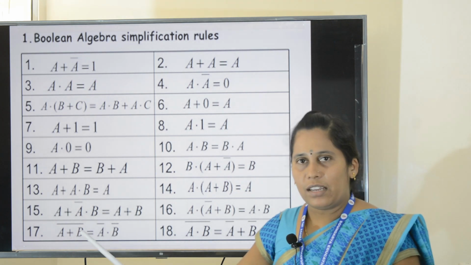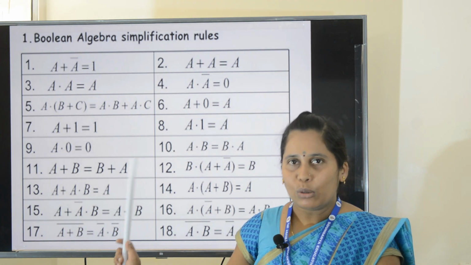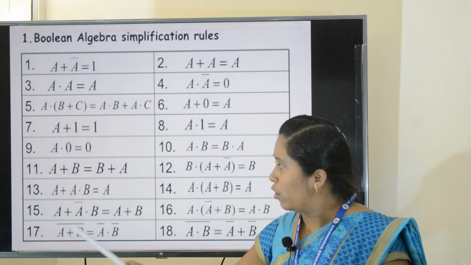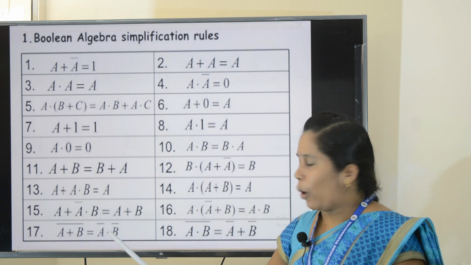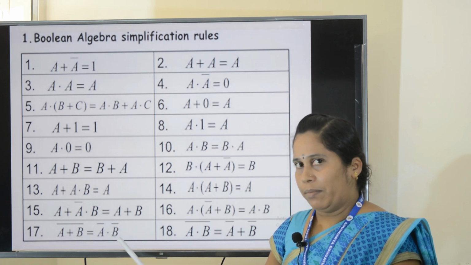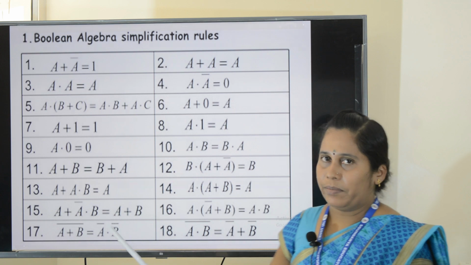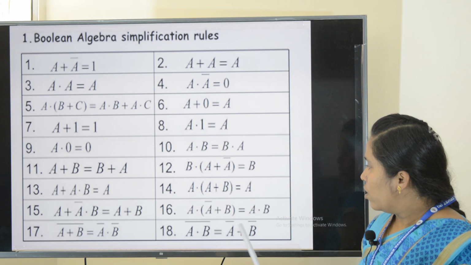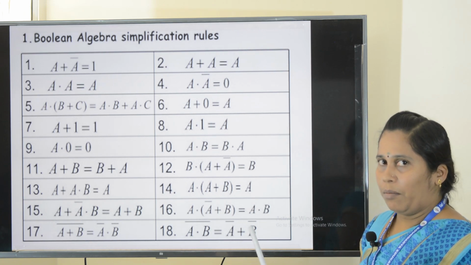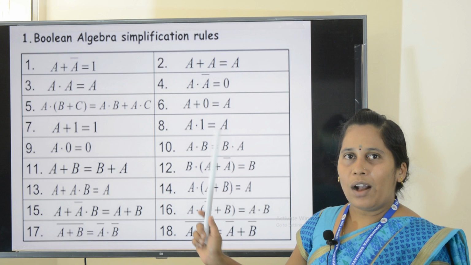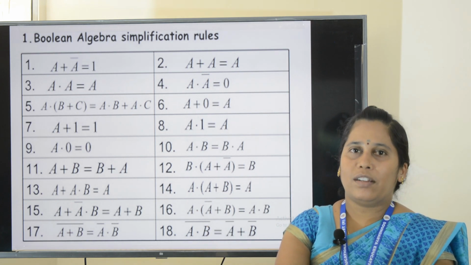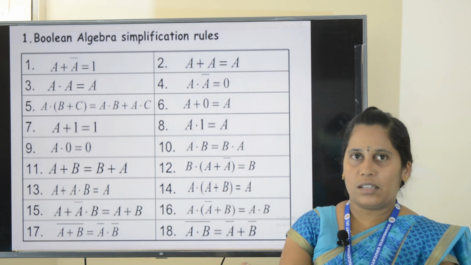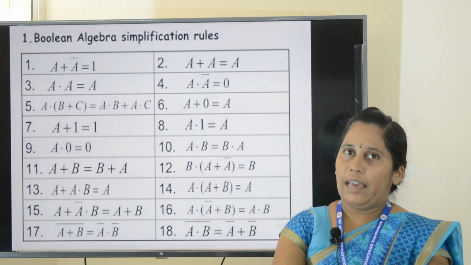The next one is De Morgan's theorem. We have two De Morgan's theorems. The first theorem says that the complement of a sum is equal to the product of the individual complements. That is De Morgan's first theorem. The second theorem, the complement of a product is equal to the sum of the individual complements. These are the rules, laws and De Morgan's theorems for the simplification of Boolean expressions. Using these rules and laws, we can simplify the Boolean expressions.